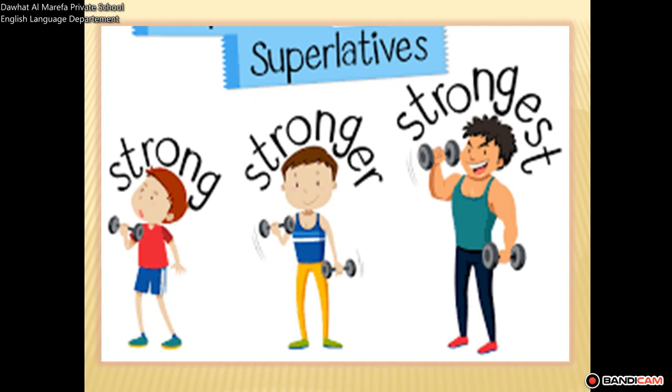With superlatives, we have this word strong, strong, strong. If we are comparing these two people, or this boy and this boy, we are going to say strong and stronger than. But for the most powerful of them, we are going to say he is the strongest.